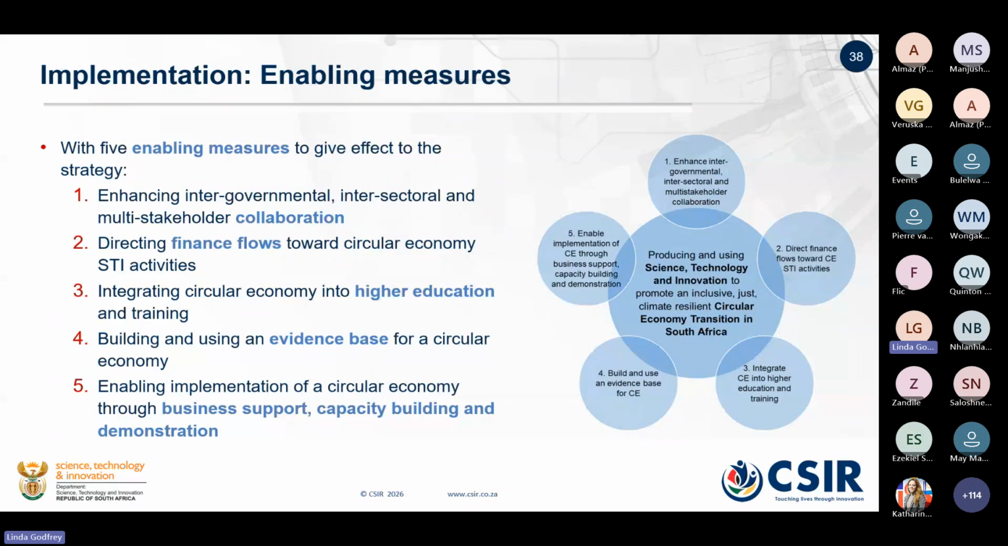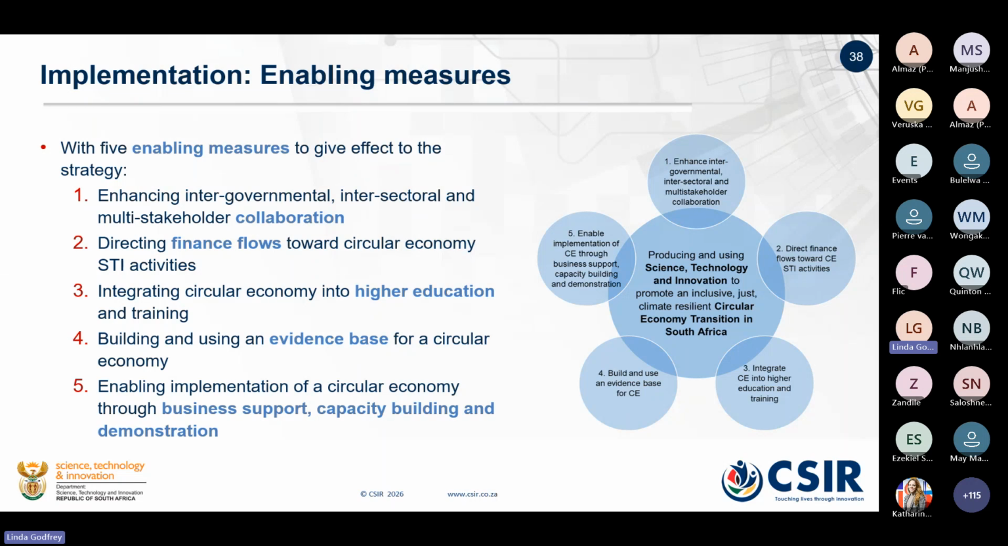The five enabling measures: so enhancing intergovernmental, intersector and multi-stakeholder collaboration. This is not something that the DSTI can or even wants to do on its own. You would have seen from the previous slides that almost every government department has a role to play in the circular economy transition, whether it be Department of Agriculture or Human Settlements or Transport, Environment, Department of Forestry, Fisheries, Environment, Trade and Industry. This is really around collaboration to support South Africa's transition to a more circular economy.